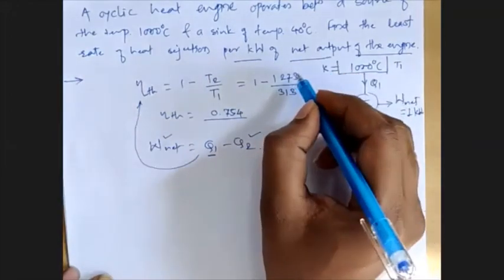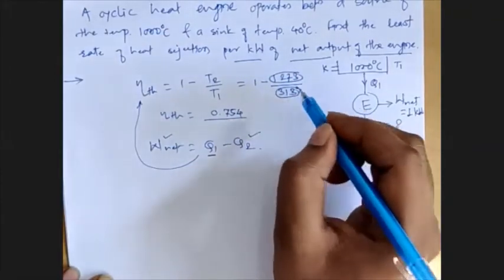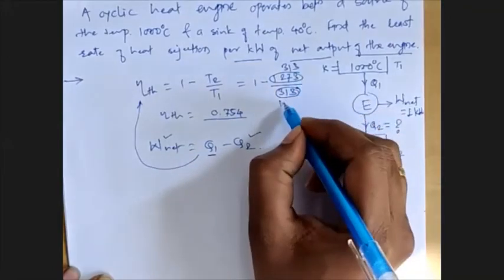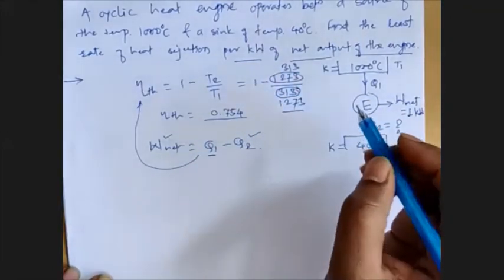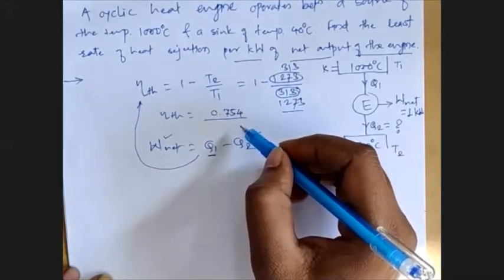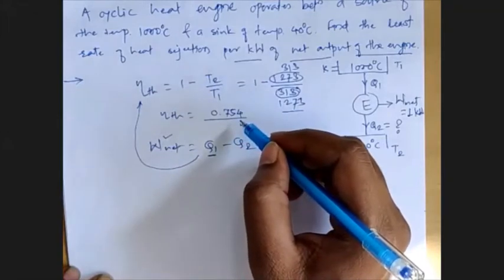Okay. I wrote numerator in the place of denominator. So this is going to be 313 by 1273. Okay, very good. So that answer is going to remain the same. Is that correct, Pradeep? Sir, I solved for that 313 by 1273. Exactly. So the N thermal is going to be 0.754.